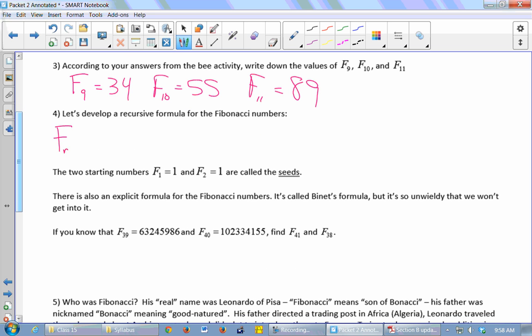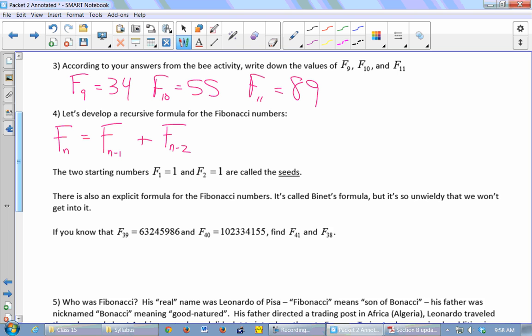F sub n, the nth Fibonacci number, is equal to the number right before it in the list, which would be F sub n minus 1, plus the number 2 before it in the list, or right before n minus 1 would be n minus 2. Okay, so F sub n minus 2. There's our recursive rule for the Fibonacci sequence.